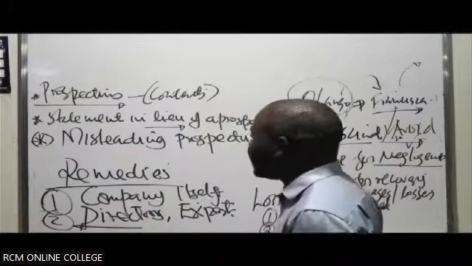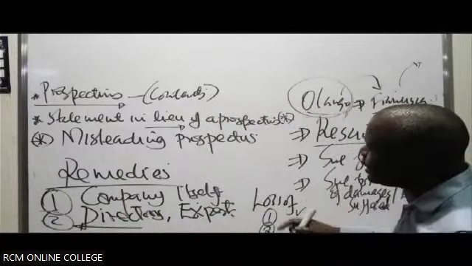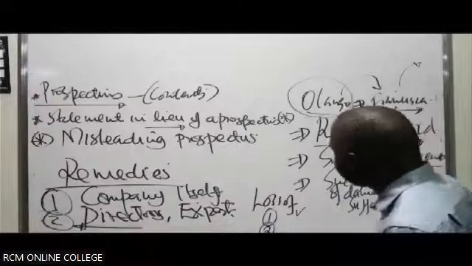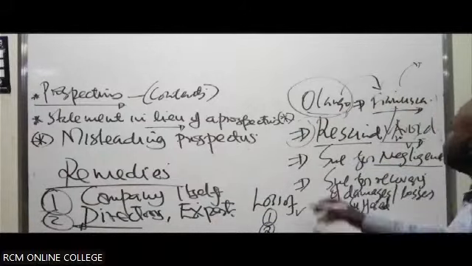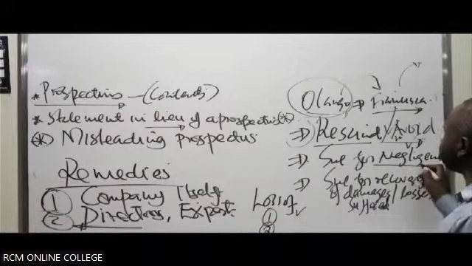Against what? The company. Remember, Francisca, we are looking at remedies against the company. Number 1, being able to resign or avoid the contract. Number 2, having to say you can sue for negligence in a court of law.